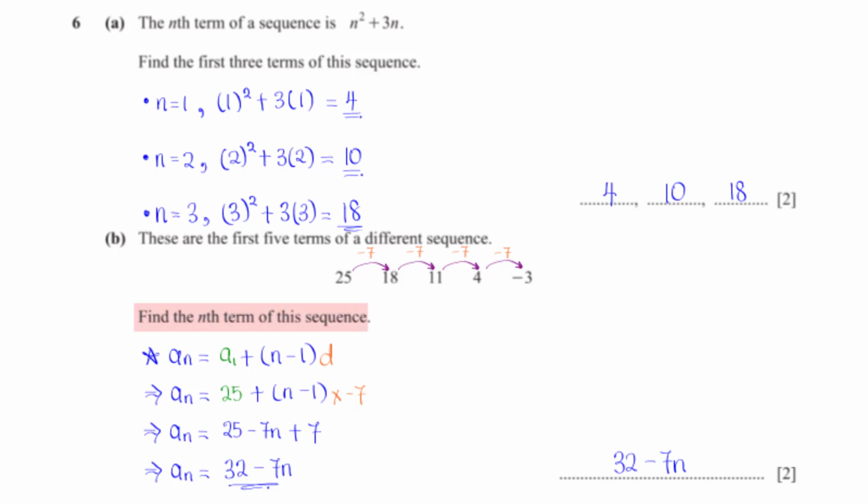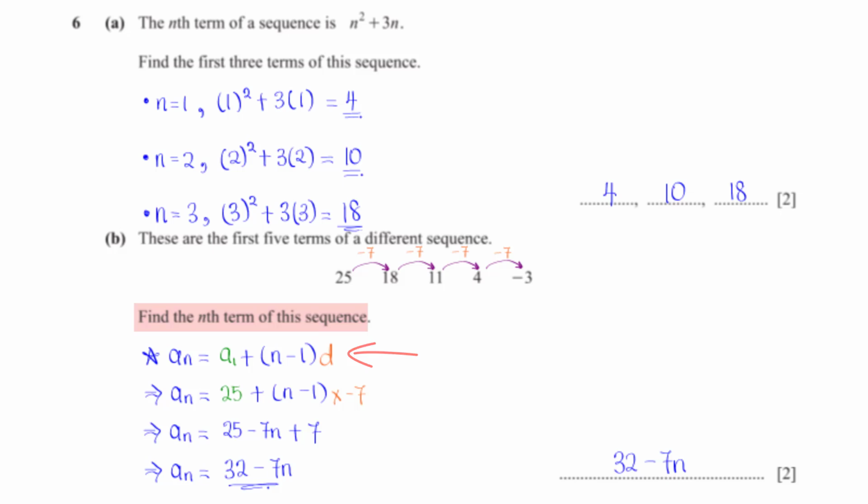Find the nth term of this sequence. And so when we take a look at the sequence, we can see a common difference of -7. To find the nth term of any sequence with a common difference, we can use the formula a_n equals a_1 plus (n minus 1) times d.